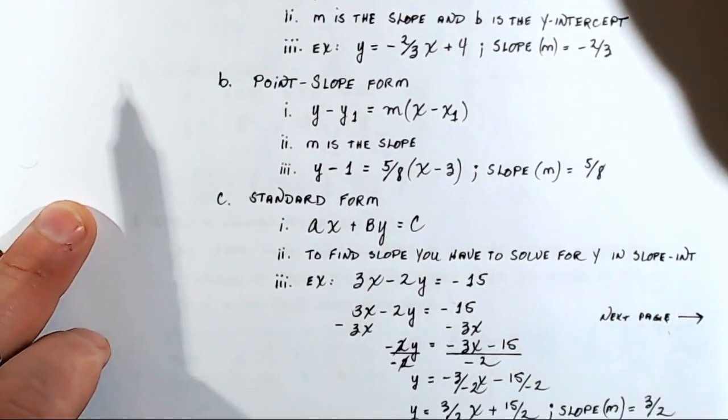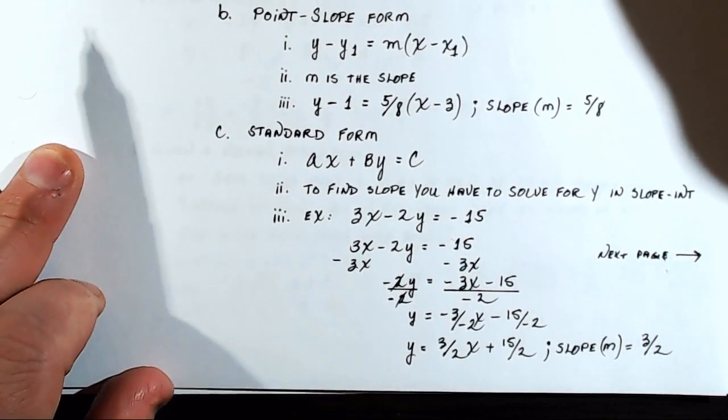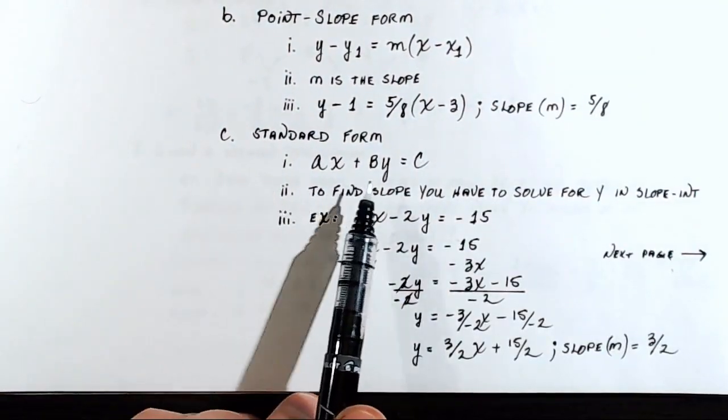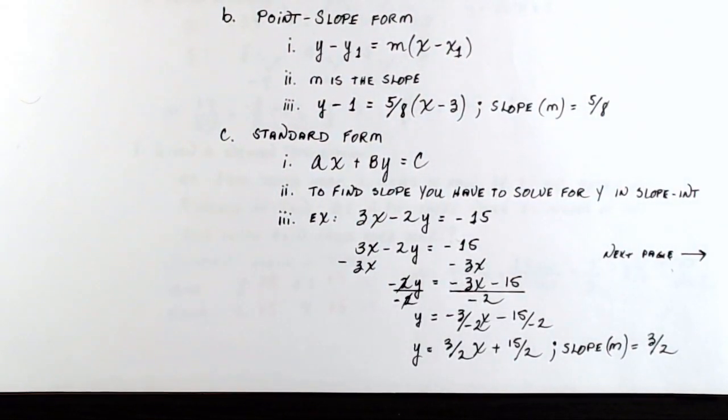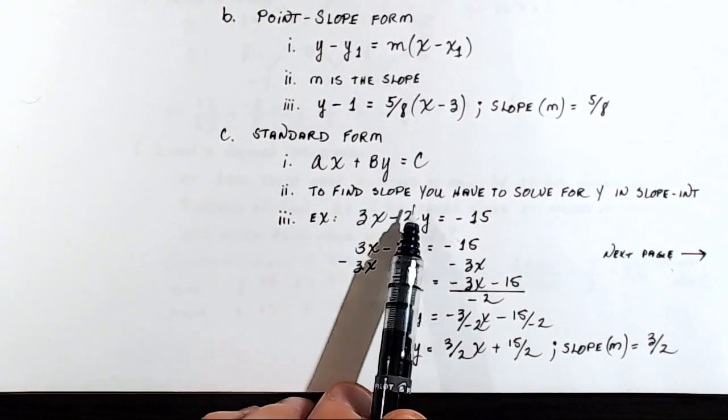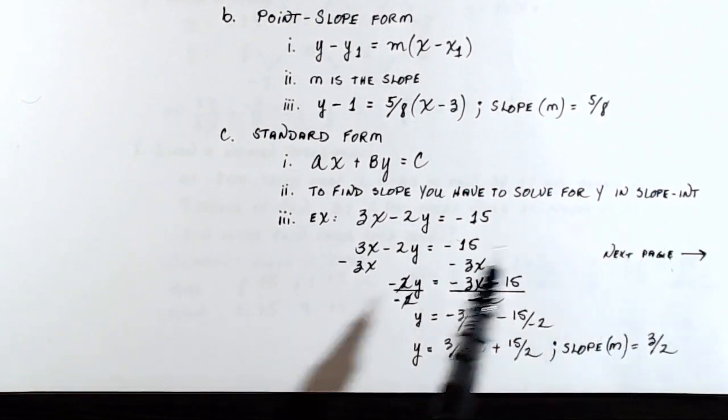Standard form is more complicated. You actually have to do something when you get a standard form equation. That's ax plus by equals c, where a, b, and c are integers, and that's no fractions, and a should be a positive number. To find slope, you have to solve for y in slope-intercept form.